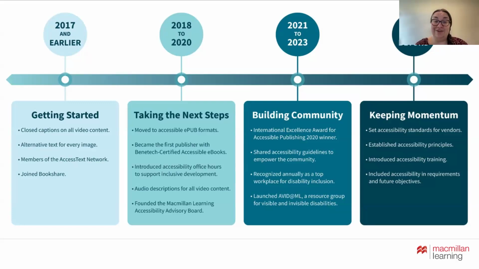So once we got into the early 2020s, we had a chance to look a little bit more inward. So we created an ERG for employees that have disabilities, and we received recognition as a top workplace for disability inclusion. And now we're just sort of trying to keep the momentum going. And so we're working towards integrating accessibility testing earlier and earlier in the processes. We're creating company-wide trainings that emphasize our accessibility principles and our requirements, and we're trying to set objectives for the future.